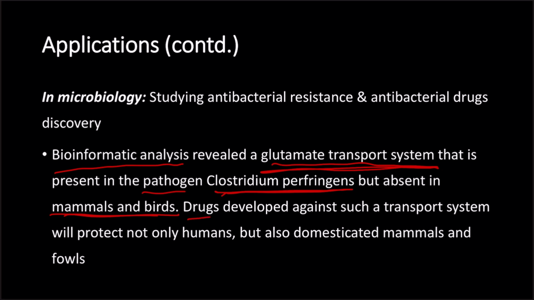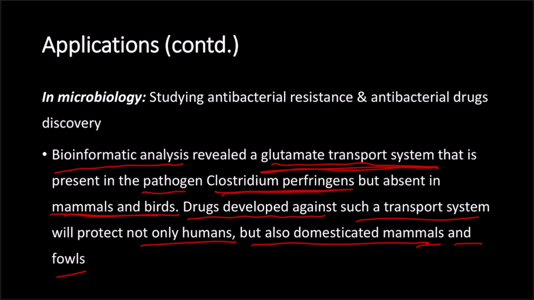So drugs developed against this transport system not only protected the humans, but also protected domesticated mammals and fowls. So this is one example where we can use bioinformatics to help develop drugs which act against the particular pathogen but do not cause toxic effects to the host.